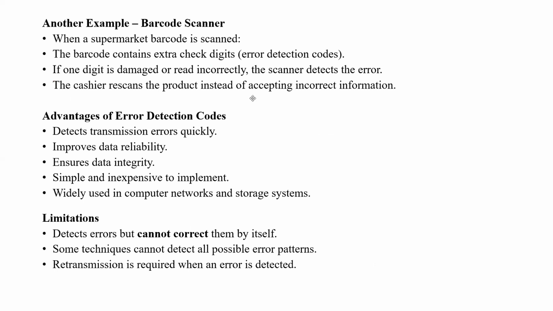Another example we can see is the barcode scanner. When a supermarket barcode is scanned, the barcode contains extra check bits, which are error detection codes. If one digit is damaged or read incorrectly, the scanner detects the error. So the cashier rescans the product instead of accepting the incorrect information.